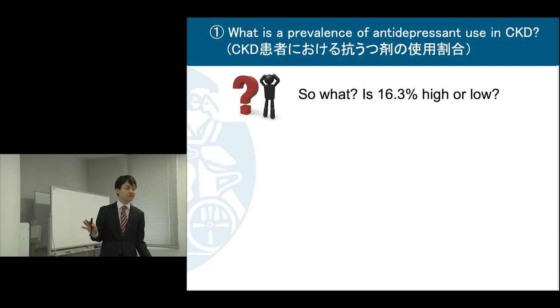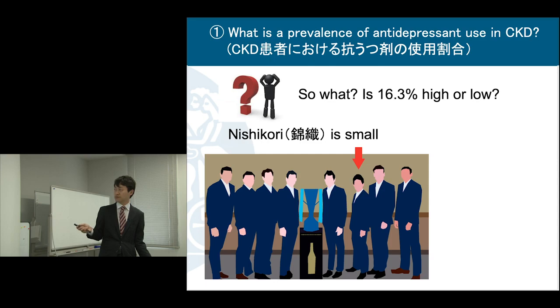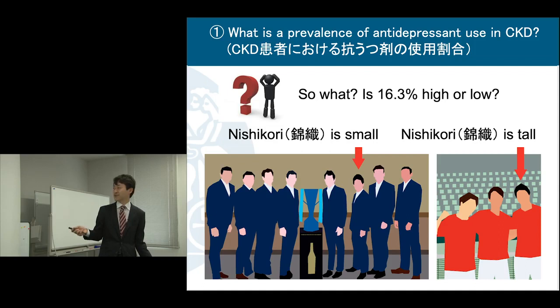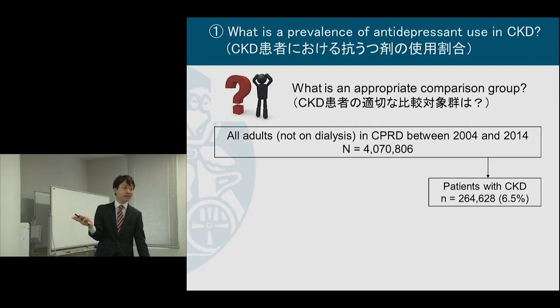So let me use a kind of example. So Nishikori, I often cheered for Nishikori in this is London final and Wimbledon, and this is Davis Cup between Japan and UK. And people often say that Nishikori is smaller than other players like Roger Federer. But my impression when I saw him in Wimbledon was he's quite tall and taller than other Japanese. So what I mean is the comparison, totally a matter of comparison, whether or not this is high or not. So I needed to make an appropriate comparison group.